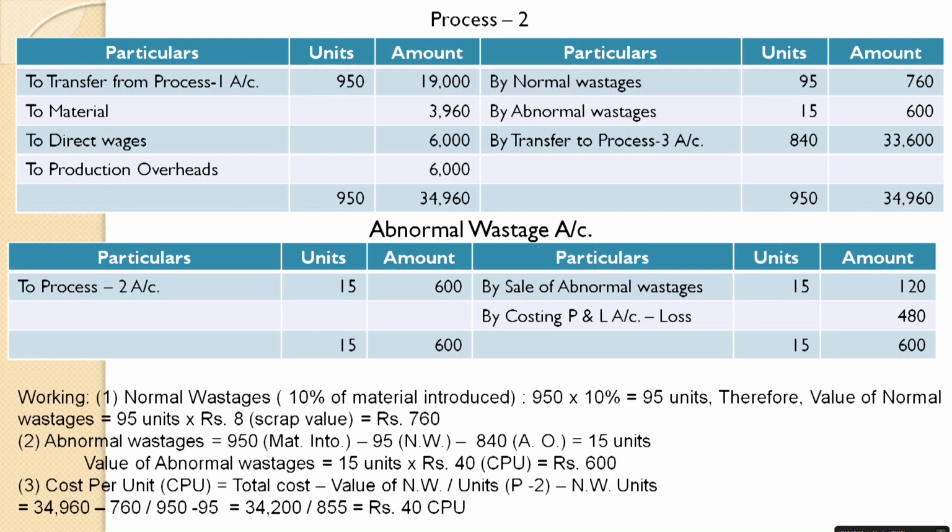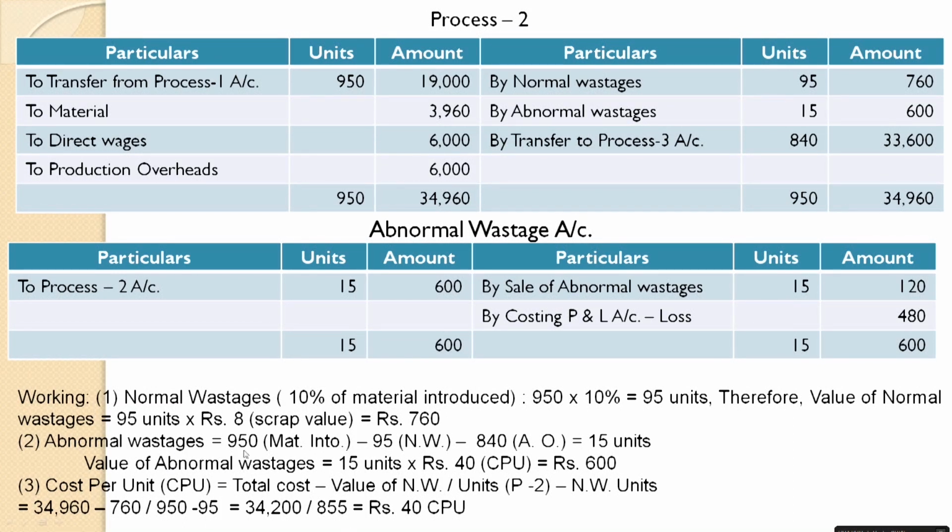Moving to the second point, that is abnormal wastage. Now we need to identify whether we have an abnormal wastage or abnormal gain in this question. How can you determine this? Again we need to compare the units between debit and credit. On the debit side, how many units are introduced in this process? That is 950 units. So we have a total of 950 units so far in the process 2 account, minus the normal wastage units. How many normal wastage units were there? That was 95.